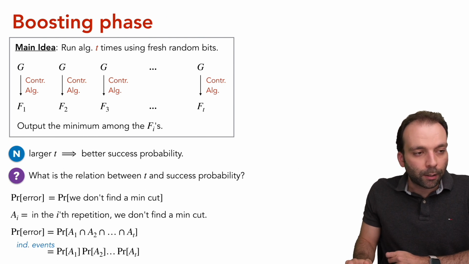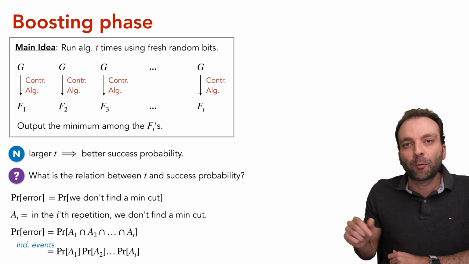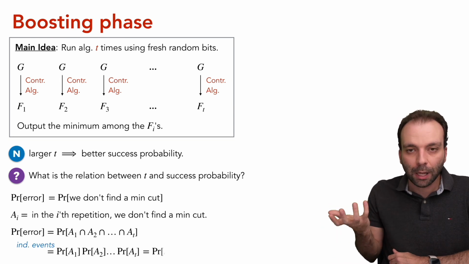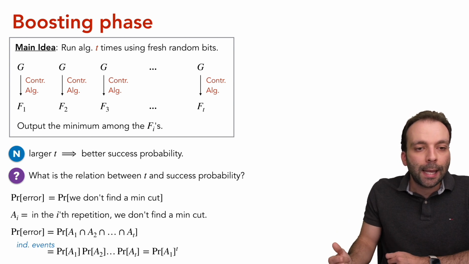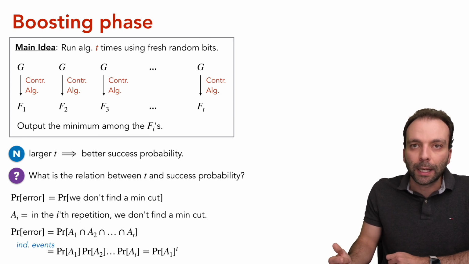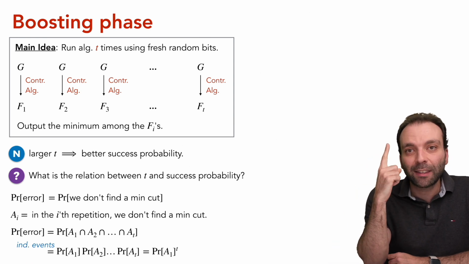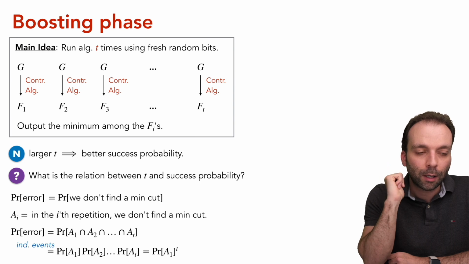All right, so we have that. Now, is the probability of A1 different from the probability of A2? Of course not. I'm doing exactly the same thing at each repetition. So this is really the probability of A1 to the power t. And here I'm happy, I'm smiling, because I see T in the exponent. Now this is decaying exponentially in T in some sense.